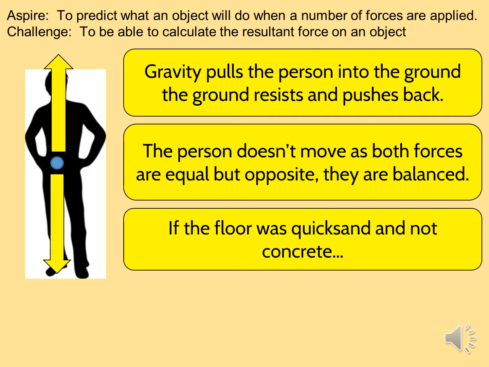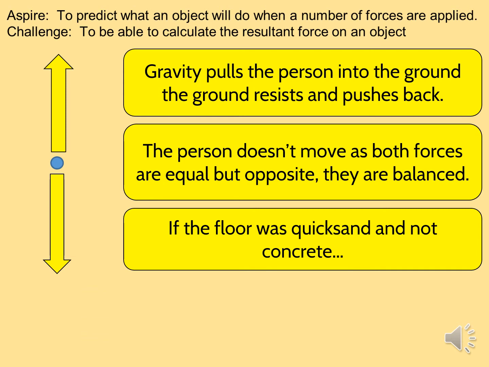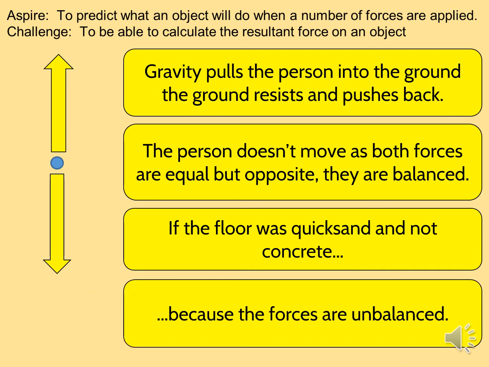If the floor was quicksand and not concrete, then the upwards arrow would be smaller, which would mean that the person would sink, and the forces would be unbalanced to cause that. So if we understand those points, we will move swiftly onwards. If you could make sure that you have explained and corrected your diagram at this point, that would help our learning later. Just make sure that we're continuing to use the correct arrows and dots, and sizes of arrows for our free body diagrams throughout today's lesson.